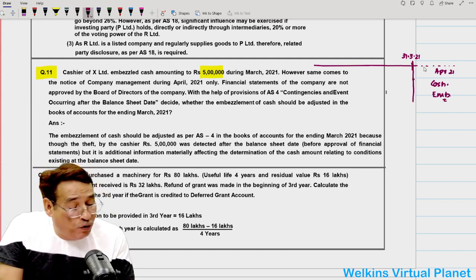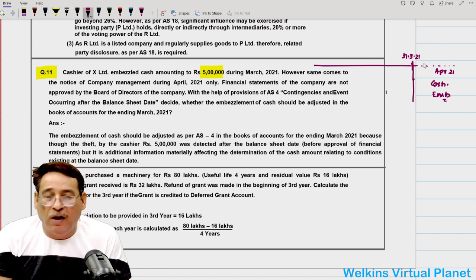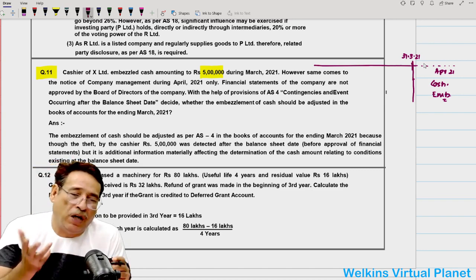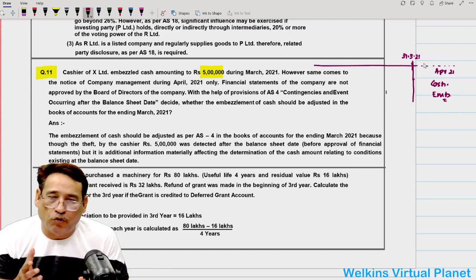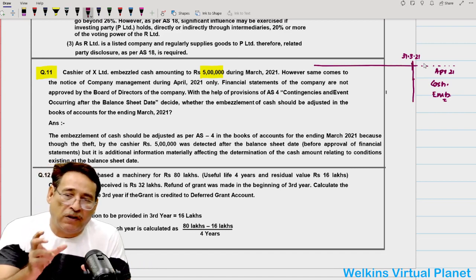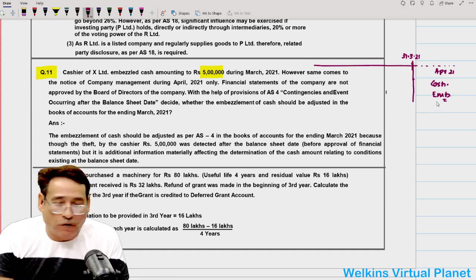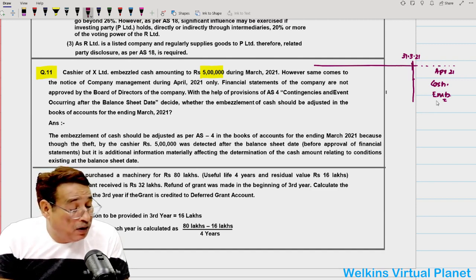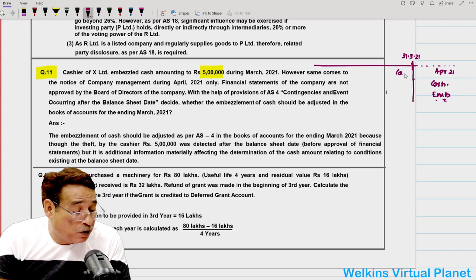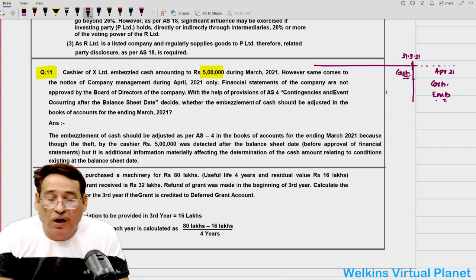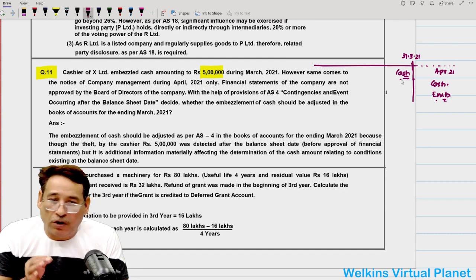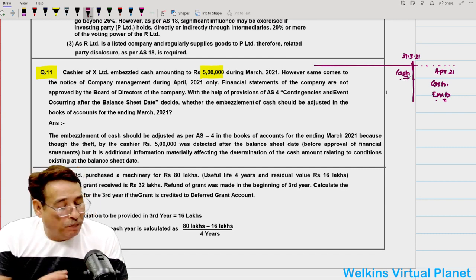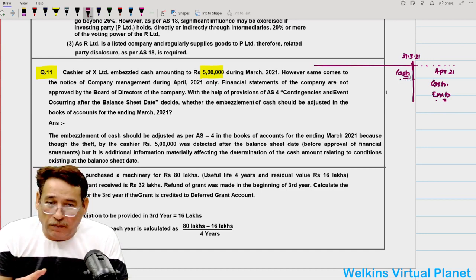As you know, AS4 deals with events occurring after the balance sheet date. And I told you over there also that there are two types of events which we have to deal with under AS4, adjusting events and non-adjusting events. Now, it is a case of adjusting events. Correct? Why is it a case of adjusting events? Because this cash embezzlement is related to an item on the reporting date, cash. It will materially affect the calculation or the estimation of the amount of cash. So, because this particular event has relation to an item on the date of the balance sheet, it will be treated as an adjusting event as per AS4.